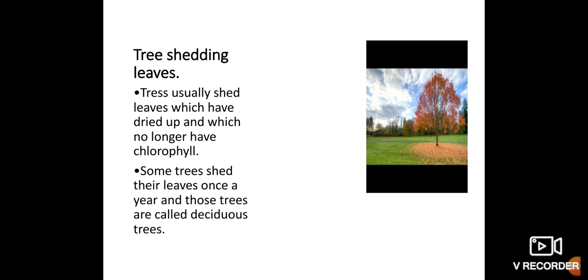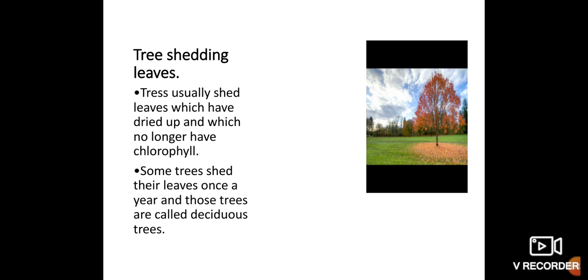Then comes shedding of leaves. Trees usually shed their leaves which have dried up and which no longer have chlorophyll. Dear children, when the temperature and the weather change, that is during the autumn season, the chlorophyll which is present in the leaves slowly starts getting dried up.